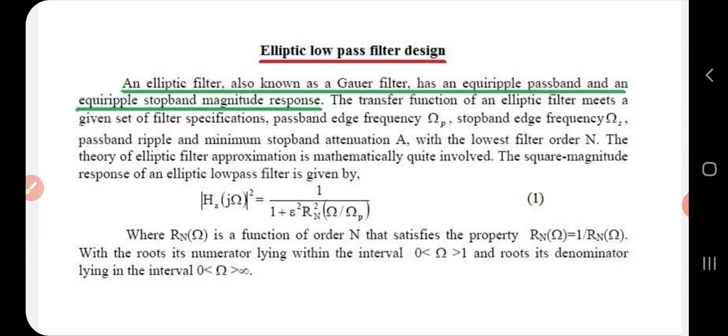It is known as Cauer filter. It has equiripple, that is ripple in the pass band and ripple in the stop band magnitude response.